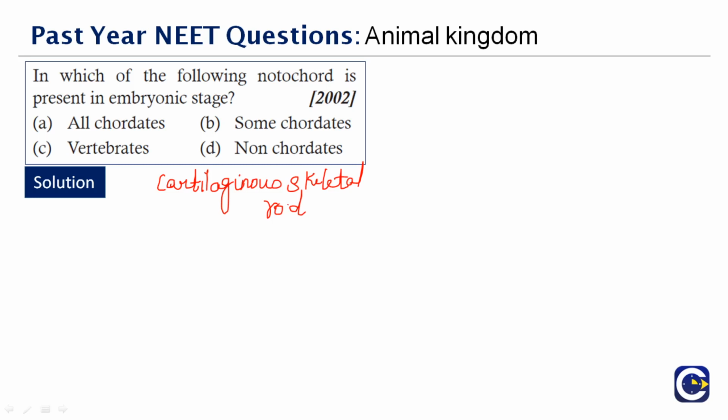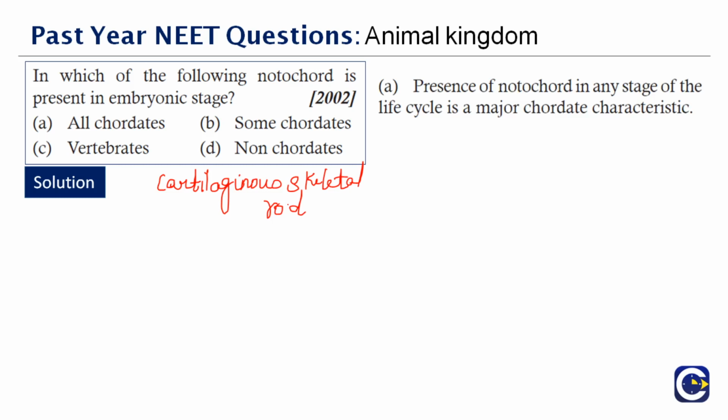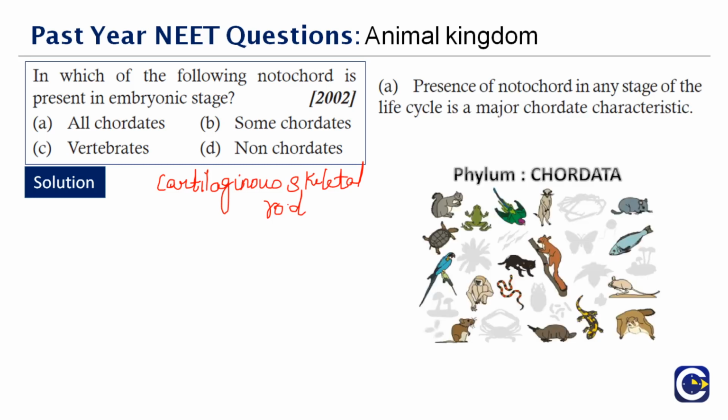What is notochord? It is a cartilaginous skeletal rod which is present in the embryonic stage of almost every chordate. Therefore, the presence of notochord in any stage of the life cycle is a major chordate characteristic. So the correct answer to this question is option A. You have some examples which come under chordata: the squirrel, tortoise, mouse, monkey, fish, everything are chordates. The correct answer is option A.